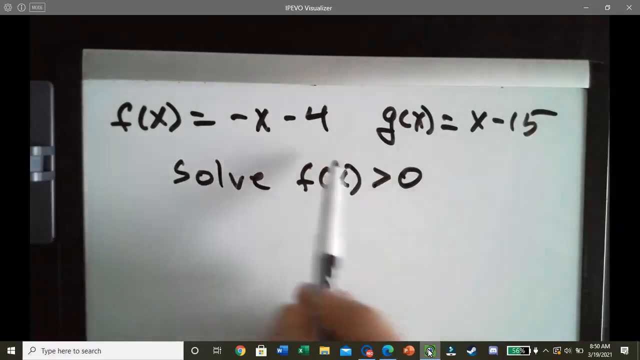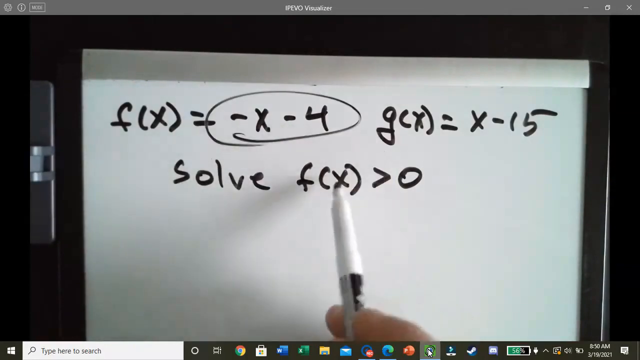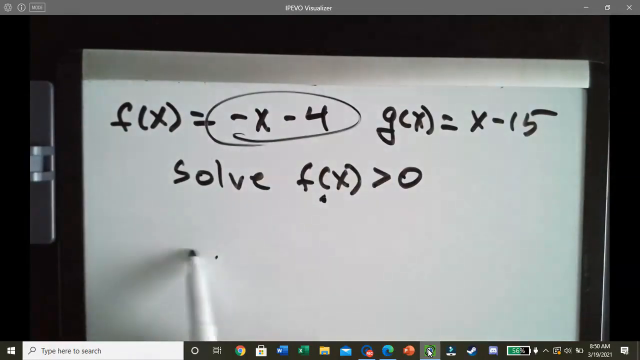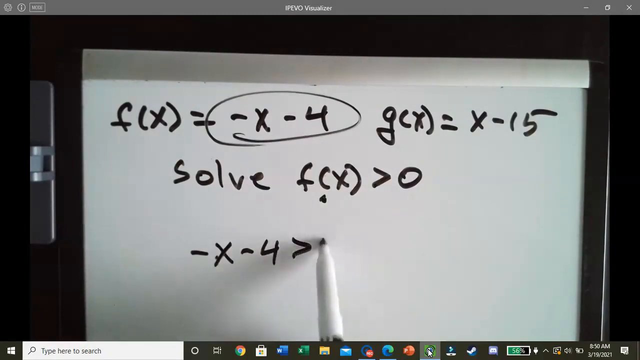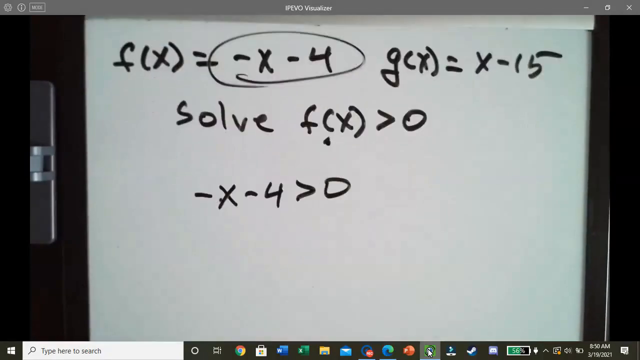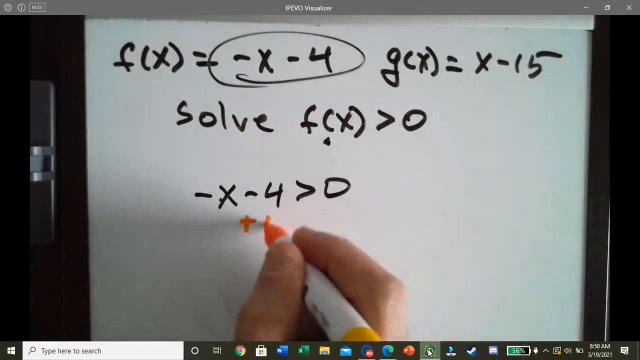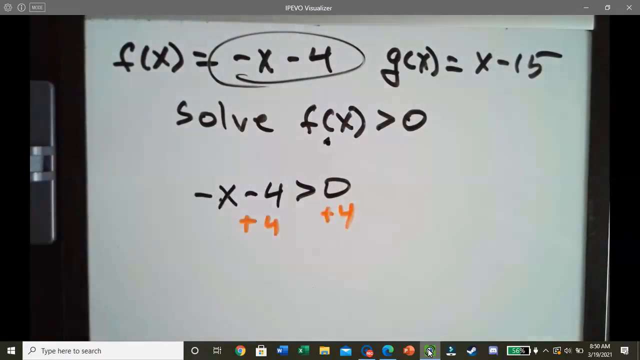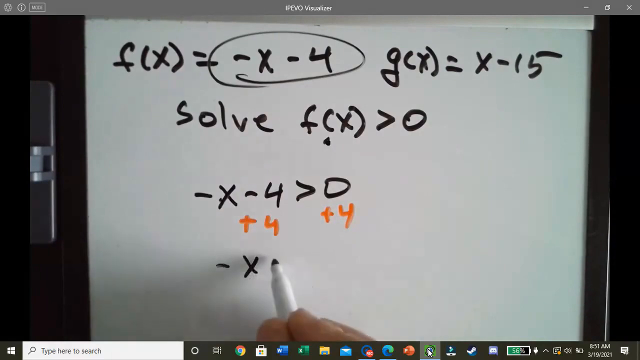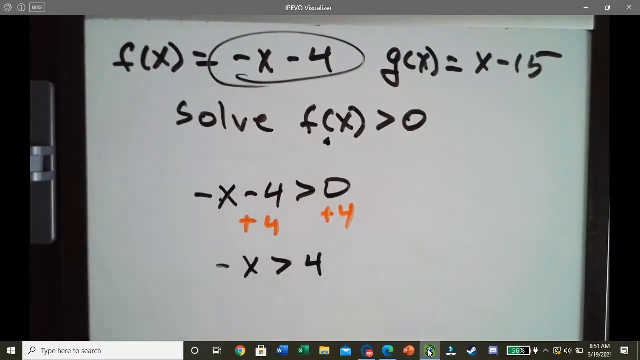So basically, you're just taking this equation and putting it in where f of x is. So this would be negative x minus 4 is greater than 0, and then you're going to solve. Okay? So what do we do? Plus 4, and so this will be negative x is greater than 4, but are we done?